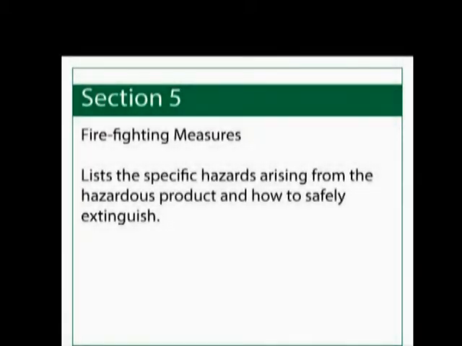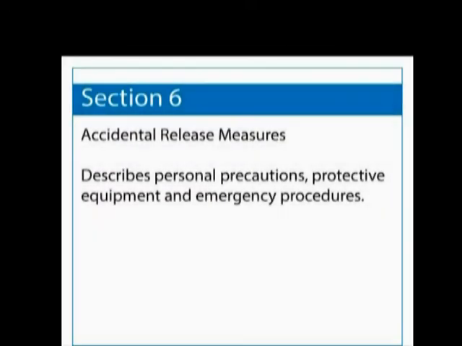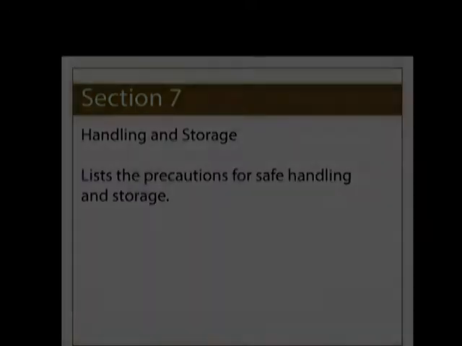Section 5, Firefighting Measures. Lists the specific hazards arising from the hazardous product and how to safely extinguish. Section 6, Accidental Release Measures, describes personal precautions, protective equipment, and emergency procedures. Section 7, Handling and Storage, lists the precautions for safe handling and storage.